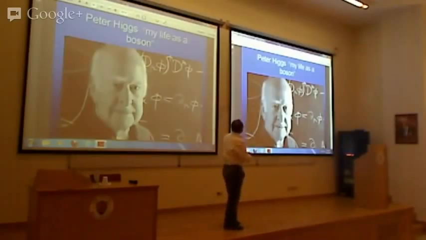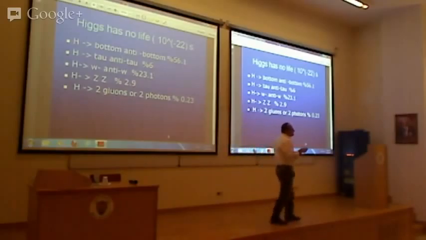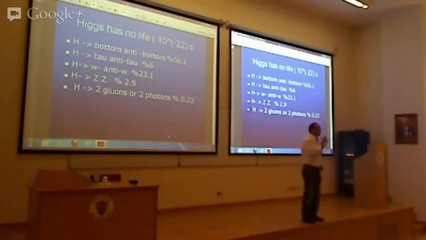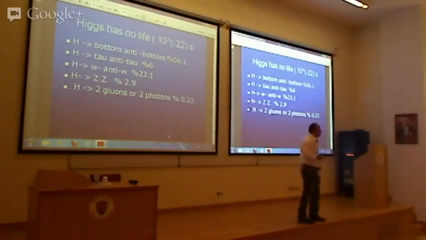Now, Peter Higgs just recently wrote something, My Life as a Boson. Well, he has no life really, because this is 10 to the minus something second. This is more than fascinating, trust me. I wish I had time to explain this to you, but how do you say that something existed there?